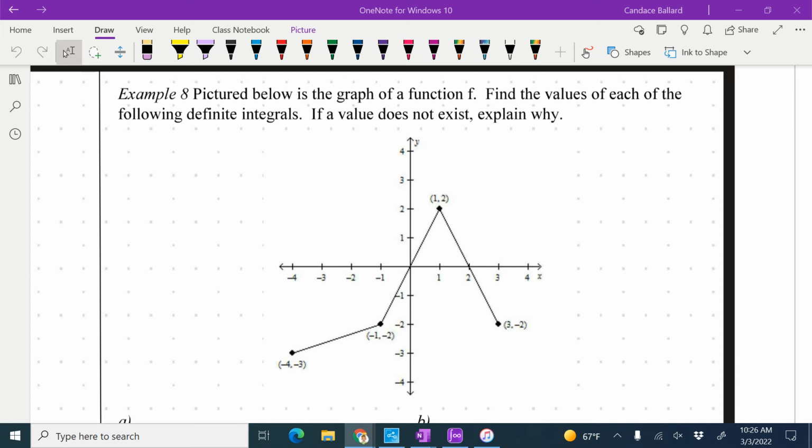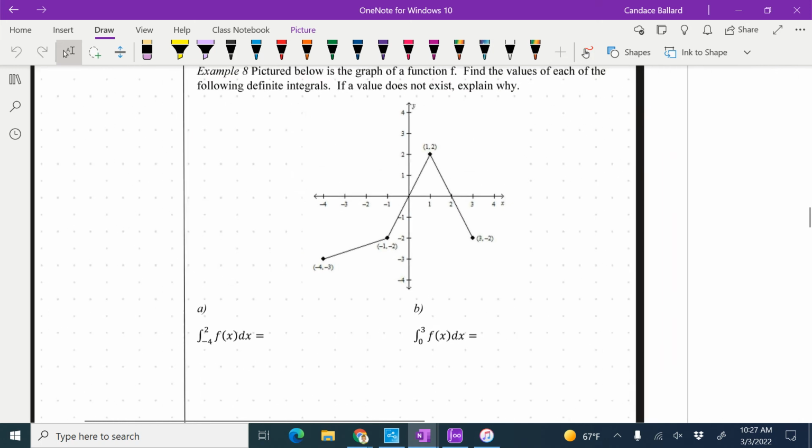All right, so pictured below is the graph of a function f. Find the values of each of the following definite integrals. If the value does not exist, explain why. Okay, so I'm going to zoom out so we can see it all at one time. So we're going to use that graph significantly.